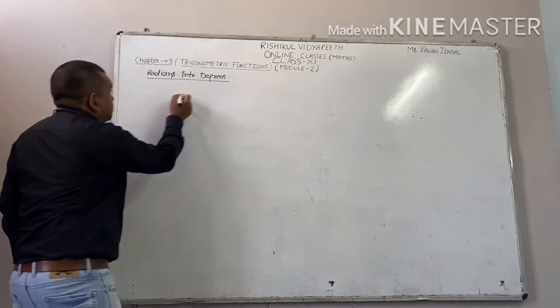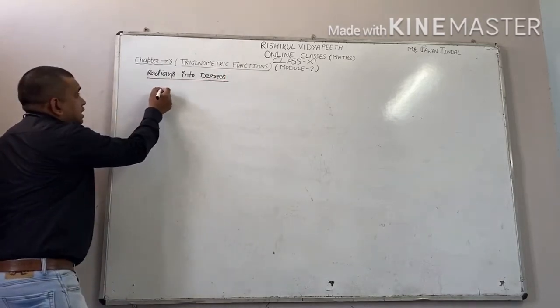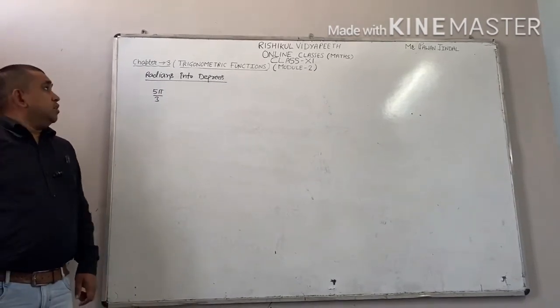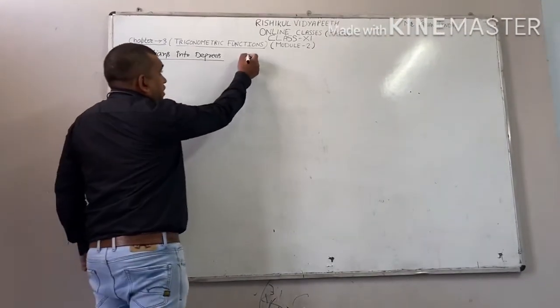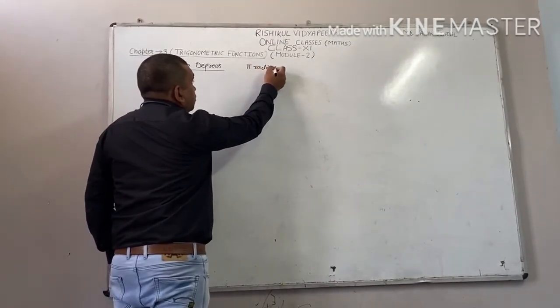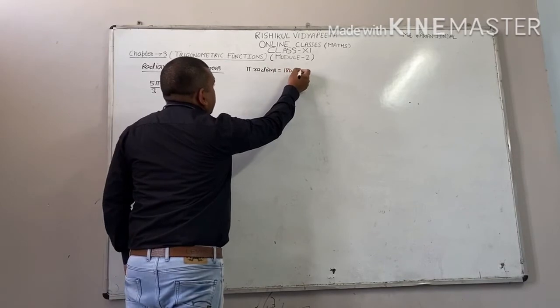Now see the first question. 5 pi by 3 radian, and we want to convert it into degrees. I told you the formula. Pi radians equal to 180 degrees.